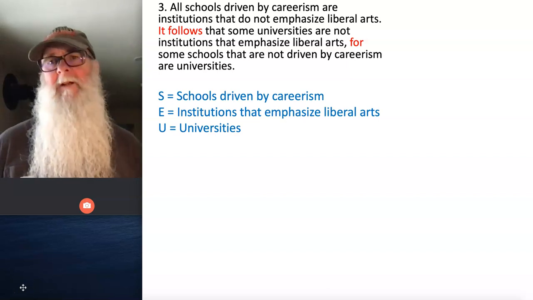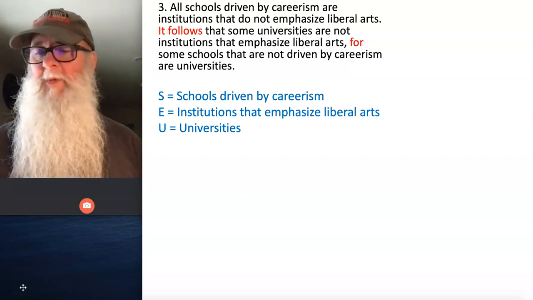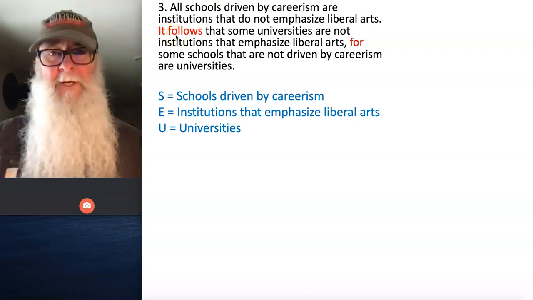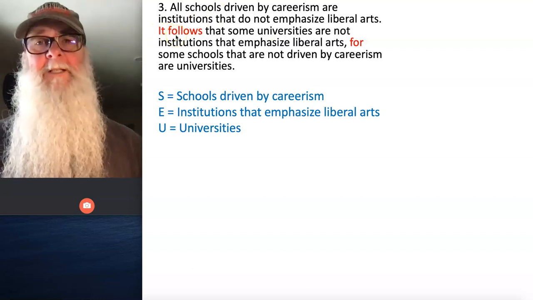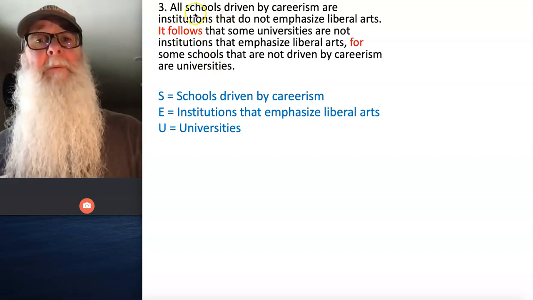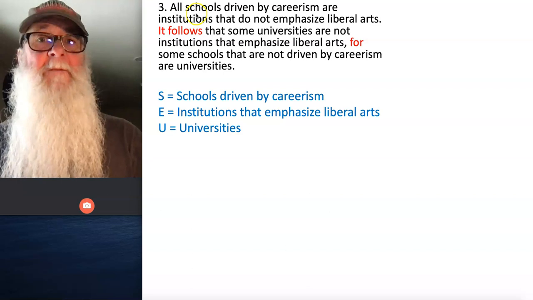Number 3, we have a couple of valuable words and phrases here. We have the phrase "it follows." That tells us that the conclusion is going to follow that sentence. "It follows" is a conclusion indicator. It also tells us that the sentence that preceded the phrase "it follows" is one of the premises.